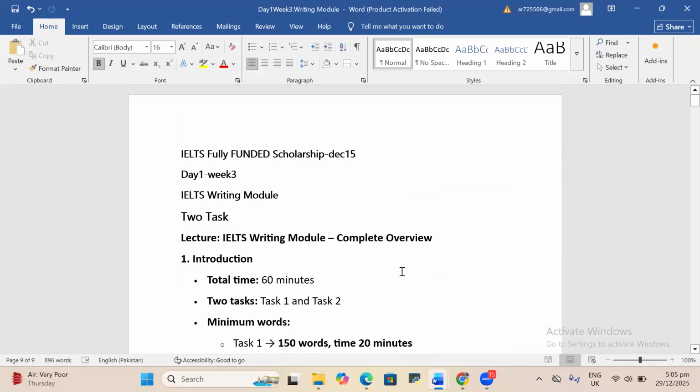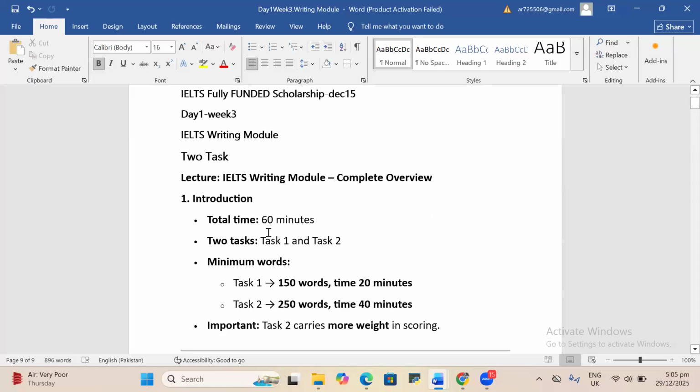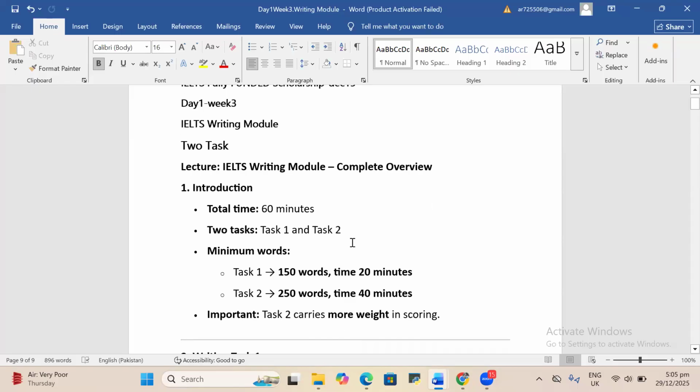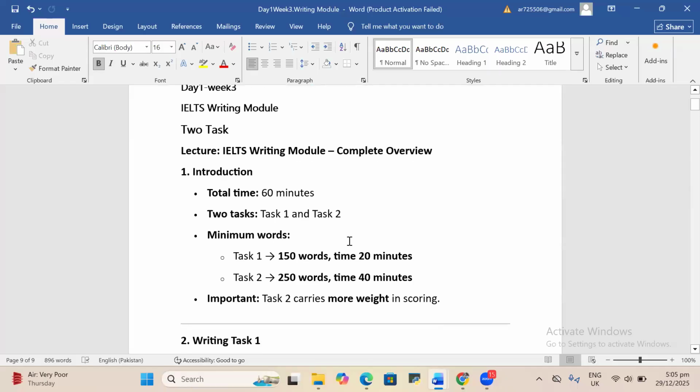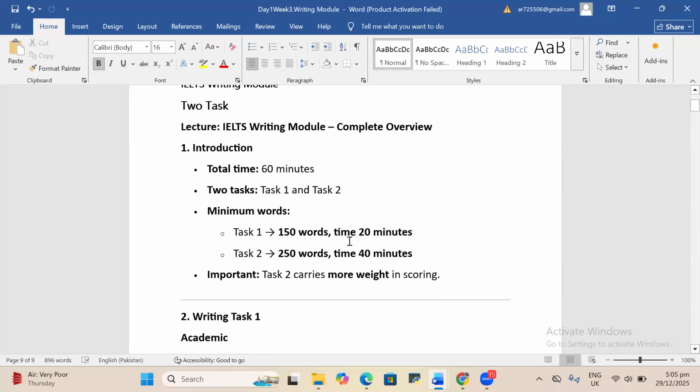So today we will discuss the writing module. In the writing module we have two tasks, task 1 and task 2. For the writing module we have 60 minutes, and in 60 minutes we need to complete both tasks. Task 1 is basically a report, which we will discuss in the next few minutes.